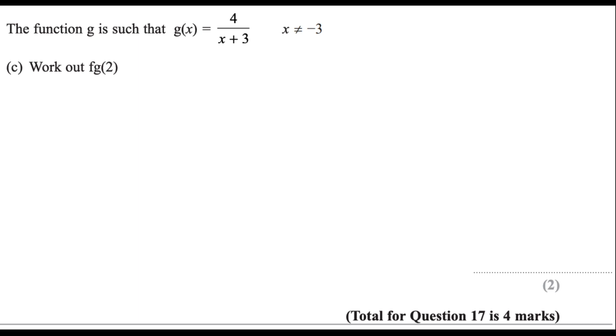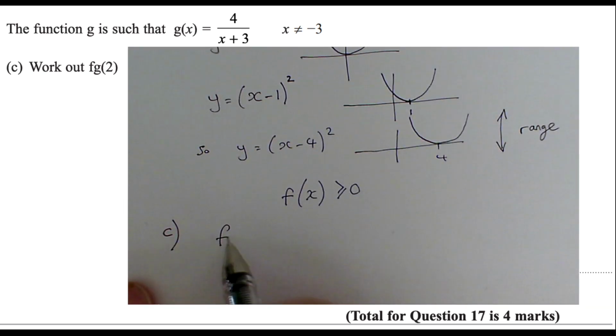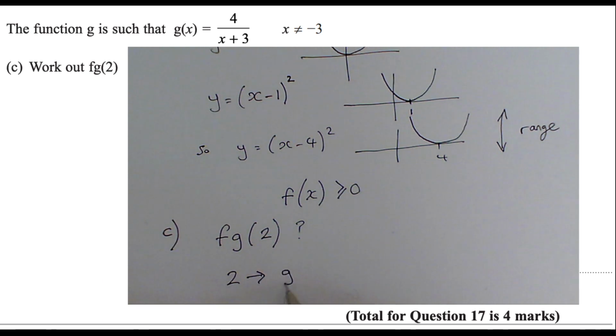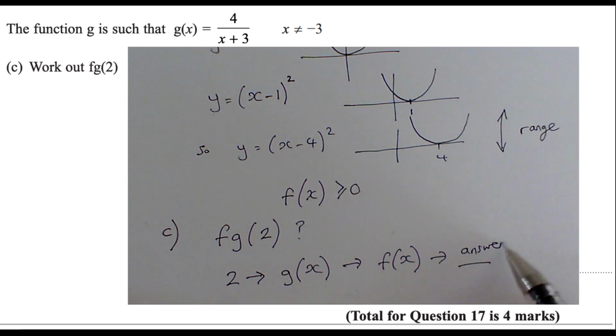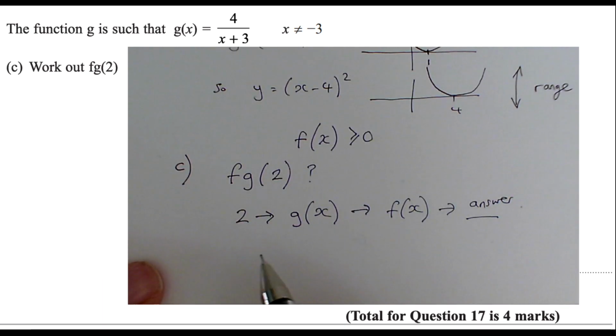Right, work out the value of fg(2). Well, the way to go about this is think about the journey of 2. What happens? There's a little trick here. The problem is, which one do you do first? Do you do the f or the g first? Now, I'm sure a lot of you might think that we do f first because it comes first, but I'm afraid it's not. It's the one that's closest to the number. So g has got to be done first, and then whatever comes out of the g machine goes into the f function. Okay, so this is the journey. 2 goes to g of x, and then what comes out of g of x goes into f of x, and then you get the answer.